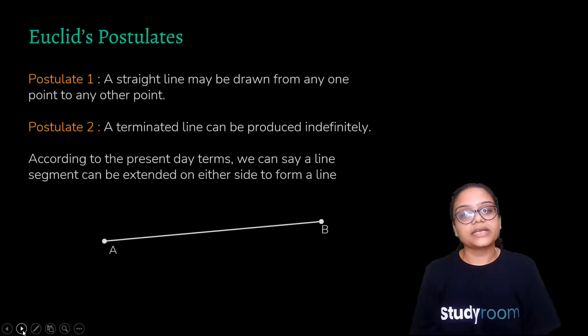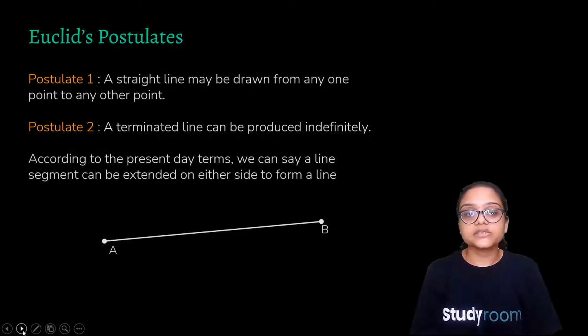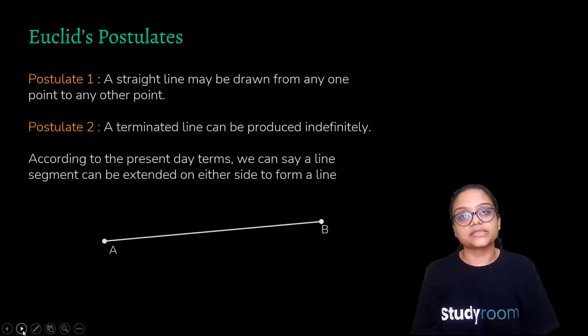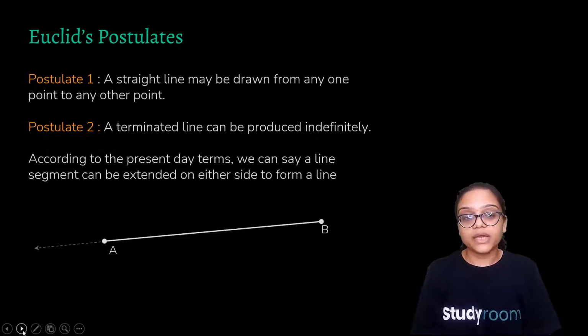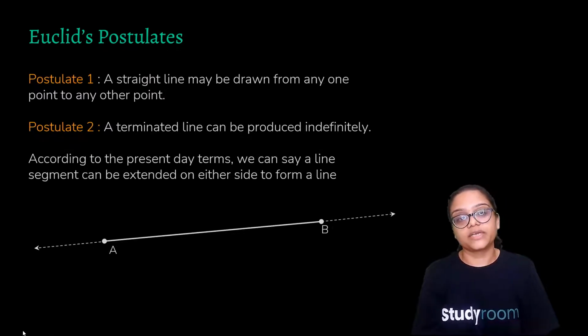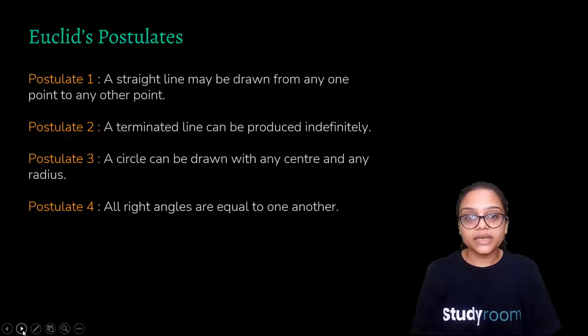A terminated line can be produced indefinitely. What is terminated? According to present day terms, a line segment can be extended on either side to form a line. So A and B are the endpoints, but we can extend it further, indefinitely. So the first postulate: a straight line can be drawn from one point to another. The second: a terminated line can be produced indefinitely.